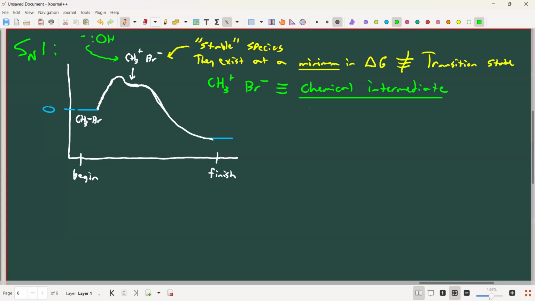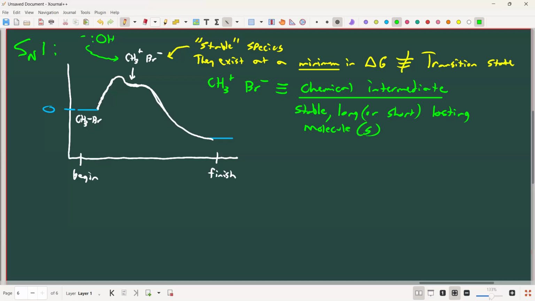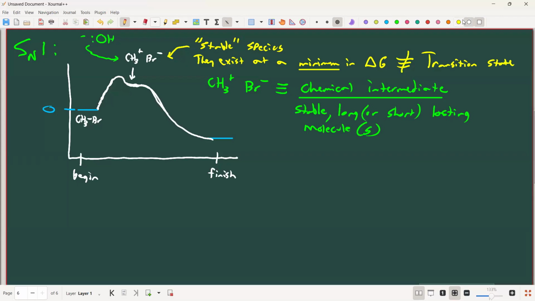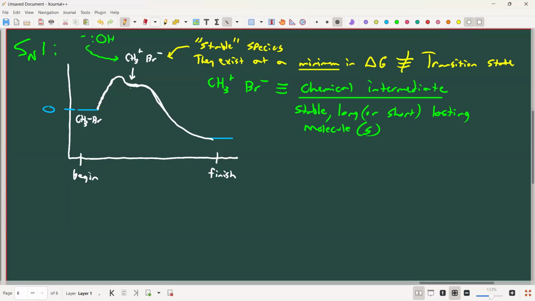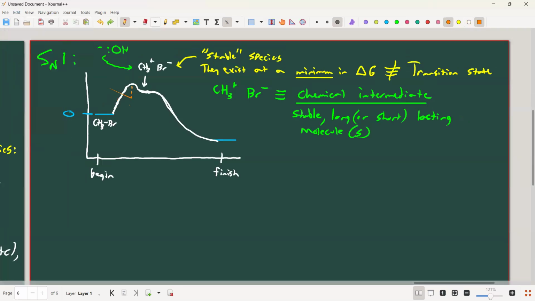It may be long lasting, it may not be, but it's some stable, long or short lasting chemical molecule or molecules. They're at an energetic minimum. They're real molecules. So what is the transition state of this process? Well, the transition state is right here. Is there some energy hump where you have to break the bonds? So the transition state is this step right here.